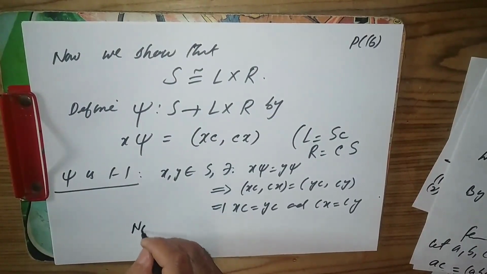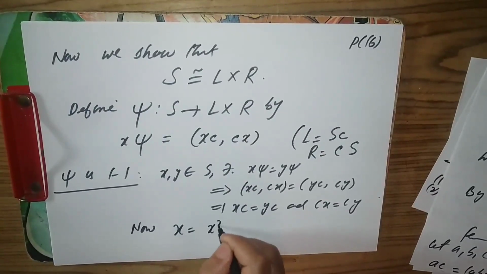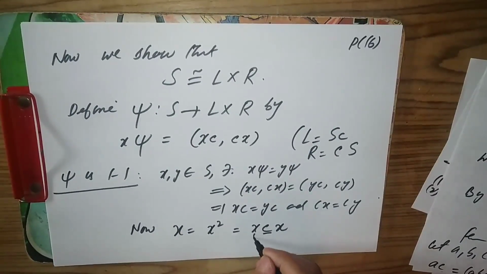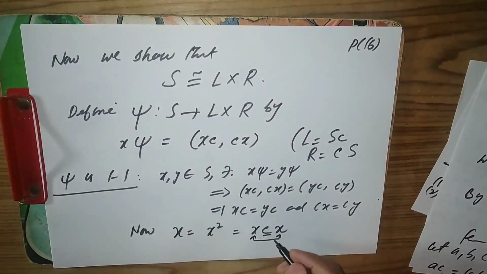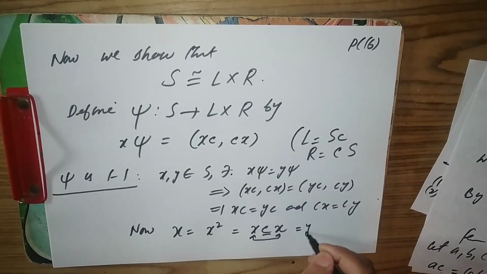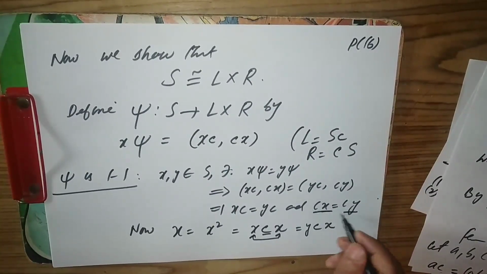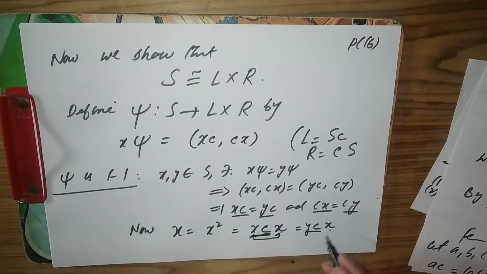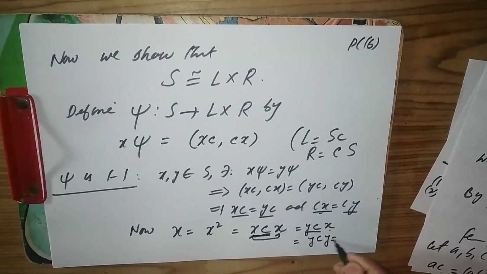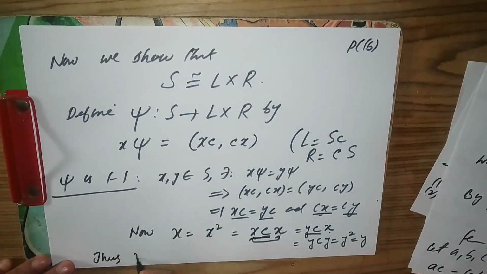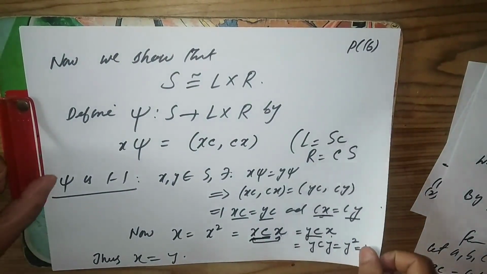So we have this X now. Since every element is an idempotent, X can be written as X square. X is the same as X square. And this X square is the same as XCX, because the product ABC is equal to AC, the product of the last two elements. And in XCX, XC is YC, so it's equal to YCX. And CX is CY here. So Y times CY, and this is equal to Y square, which is equal to Y because every element is an idempotent. Thus X is equal to Y. So therefore psi is 1-1.